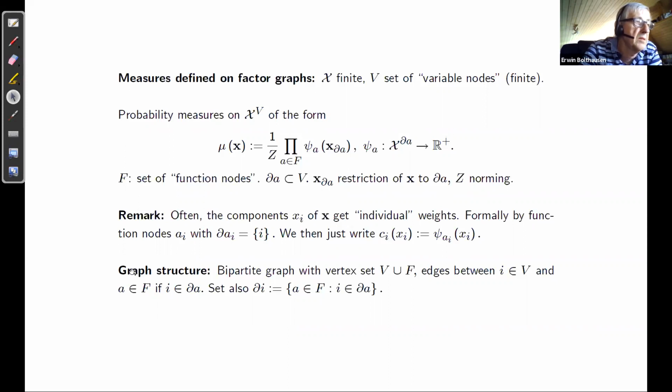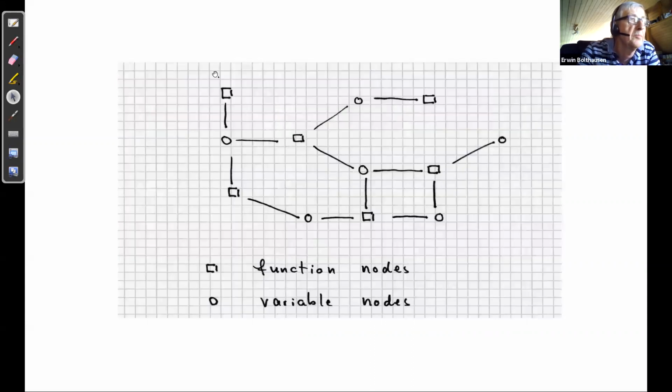And then, which is convenient for visualization, you have a graph structure. You're taking a bipartite graph where you have a connection between the function nodes and the variable nodes if I is in the boundary of A. Then you can also define the boundary of I. I'm always using I or J for the variable nodes, and I'm taking the function nodes to which I belongs as its boundary. I have a picture on the next slide. As a rule, I'm taking squares for the function nodes and circles for the variable nodes.